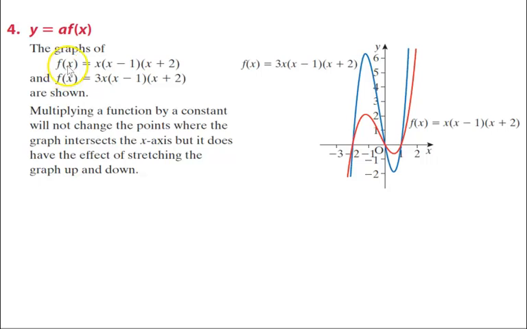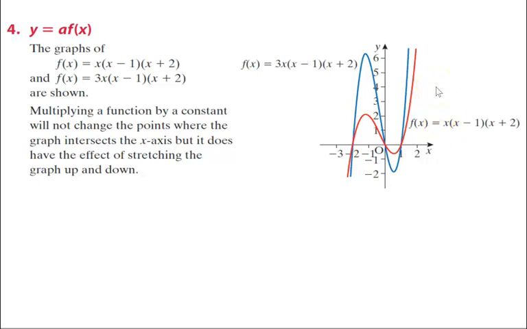The graphs of f of x equals x times x minus 1 times x plus 2, and f of x equals 3x times x minus 1 times x plus 2 are shown. So we have the function f of x equals x times x minus 1 times x plus 2. That's the red curve. And you can see it looks like a sideways S.